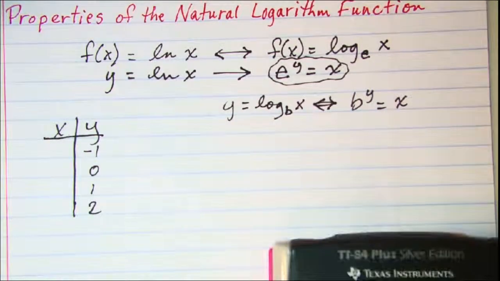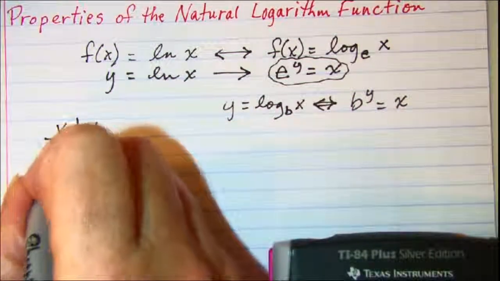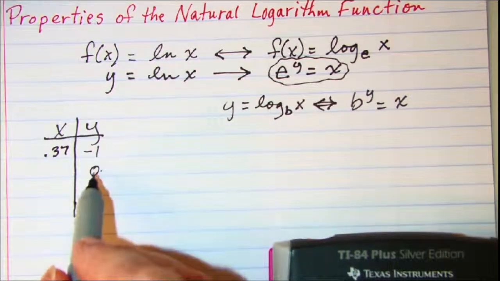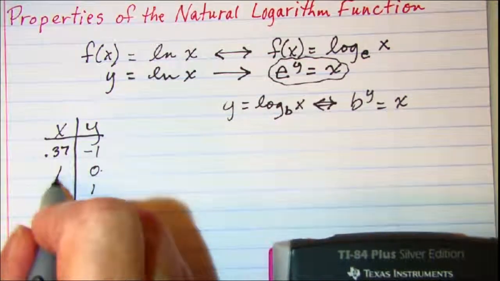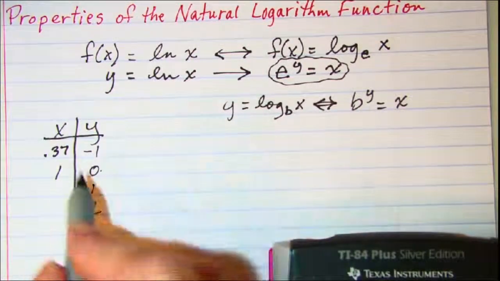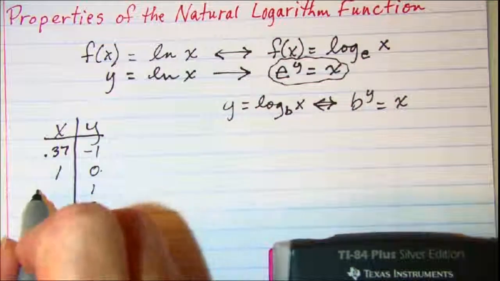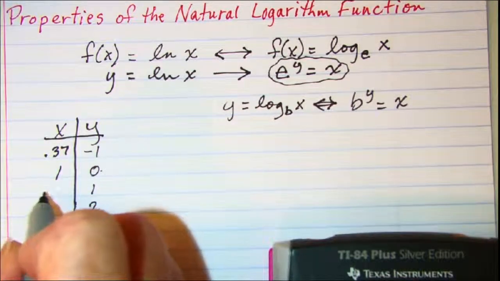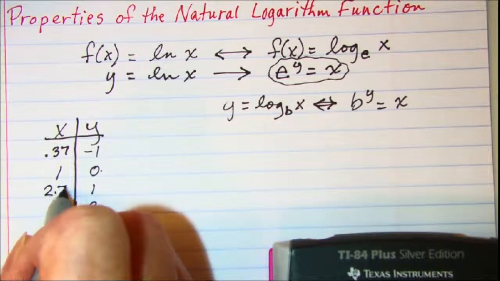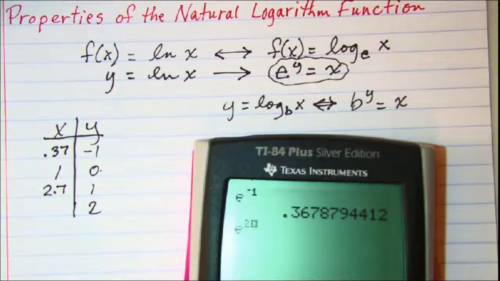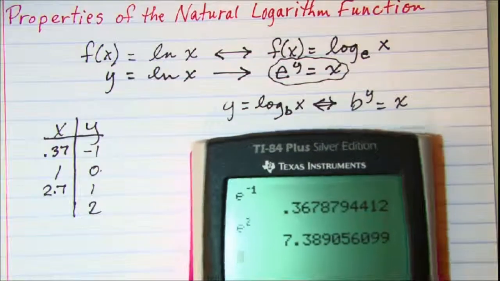0.3679. Let me just write that as 0.37. And then anything raised to the 0 power is 1. And then when I take e to the first power, that's 2.718. So I'll just write that as 2.7. And then e to the second power is about 7.4.